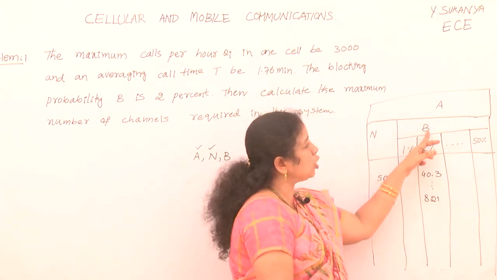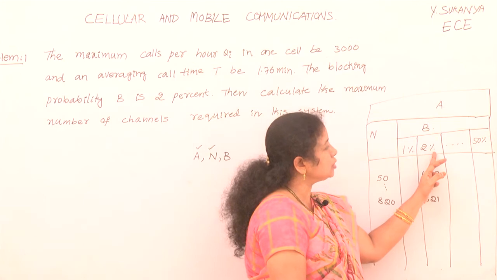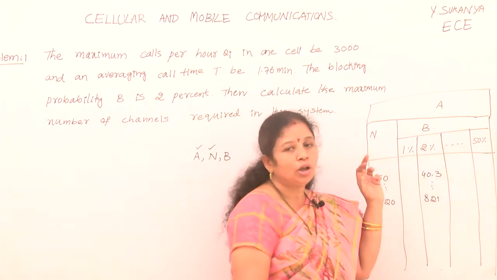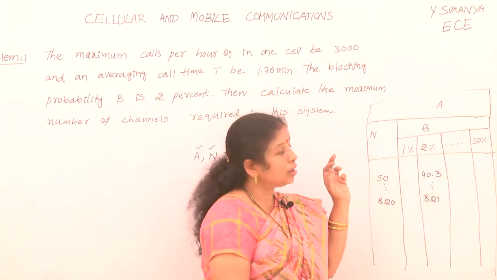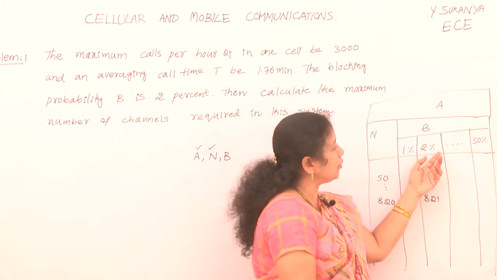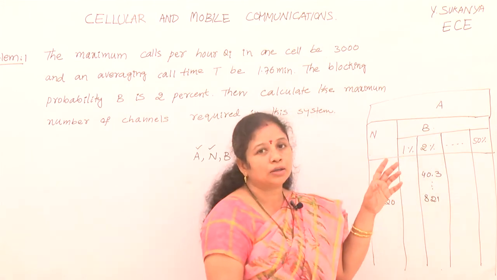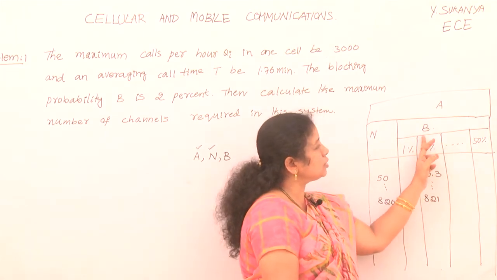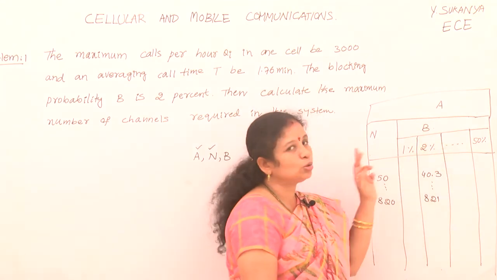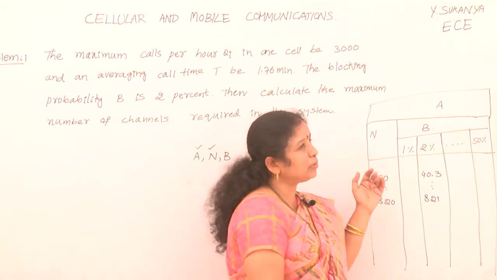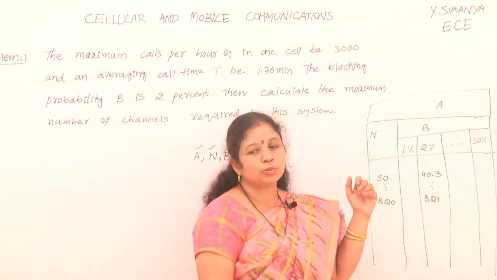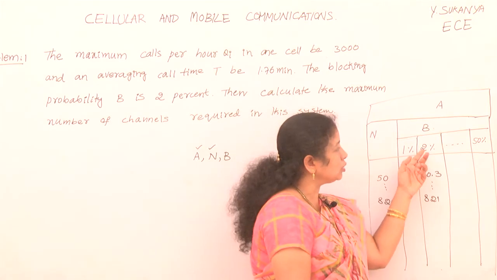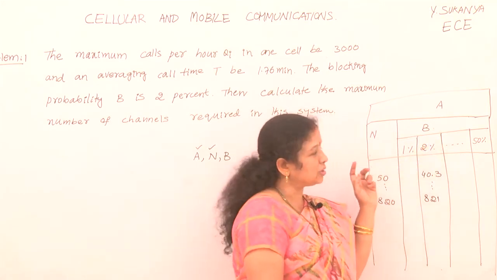Generally this blocking probability varies from 1%, 2% and so on up to 50%, based on the coverage area where they want to implement the system. In most cases the blocking probability is considered as 2%. That means out of 100 calls, only 2 calls are blocked. That is the meaning of 2%.